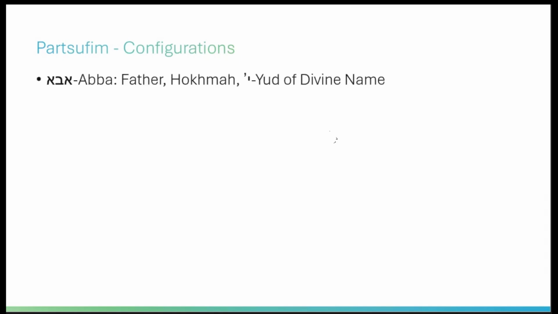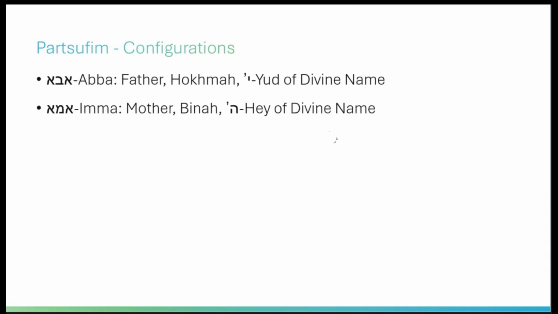So it works like this. The first one is called Abba. Abba means father, and that is associated with the Sefirah of Chochmah and the letter Yud of God's name. But when we talk about Chochmah as a Partzuf, we're talking about the entire world of Chochmah, all the 10 Sefirot as they are within Chochmah: Chochmah of Chochmah, Bina of Chochmah, Da'at of Chochmah, Chesed of Chochmah, Gvura of Chochmah, and so on. The second Partzuf is Ima, mother, which is associated with Bina and the letter Hey of God's name.